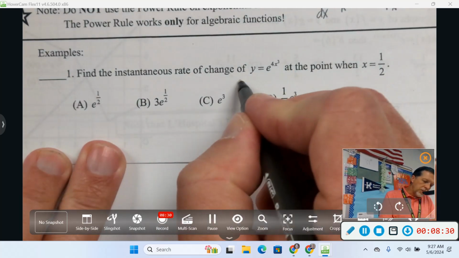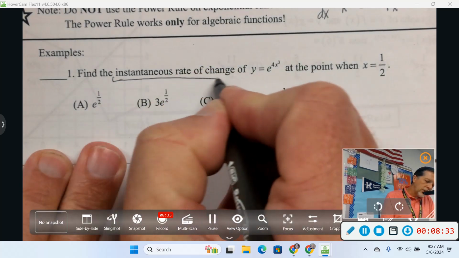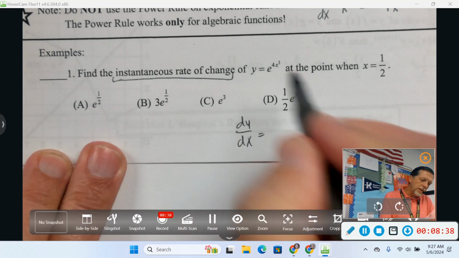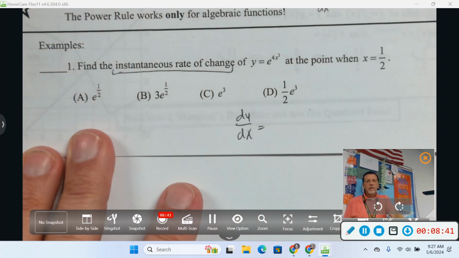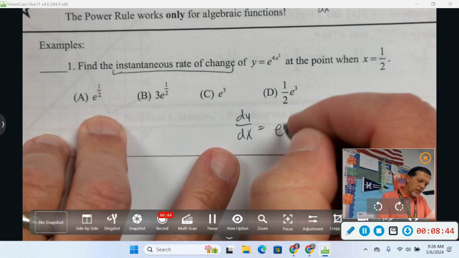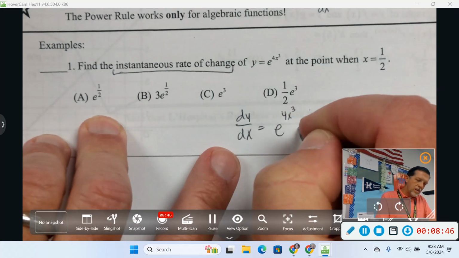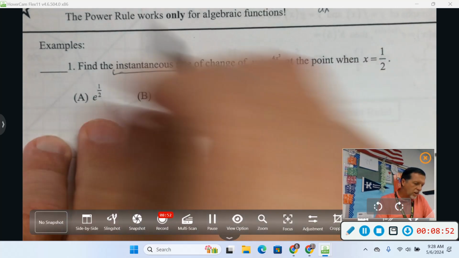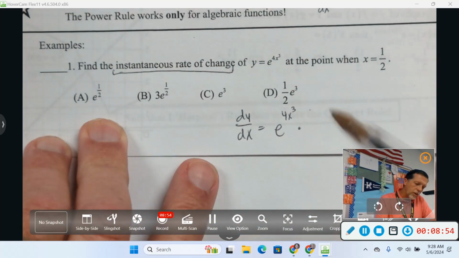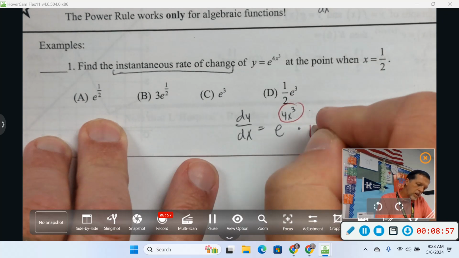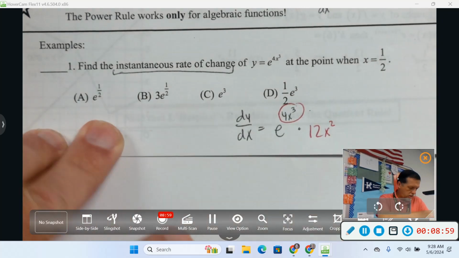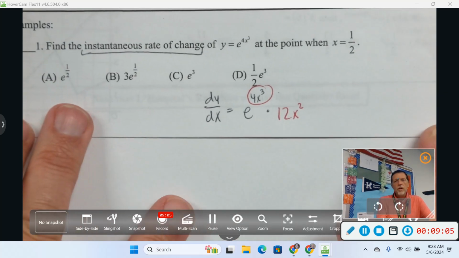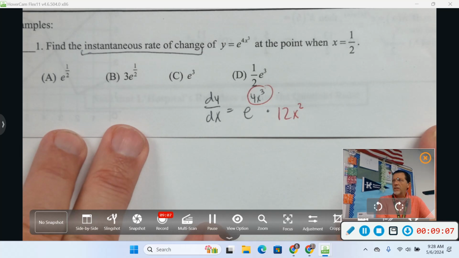Okay, some examples. Derivative of, instantaneous rate of change, also known as the derivative of e to the 4x cubed. Well, e to the 4x cubed doesn't change, but the blow-pop rule is the next level down. I need the derivative of 4x cubed. So that would be 12x squared. Oh, but this one wants me to evaluate it at 1/2. So I'm not done yet.